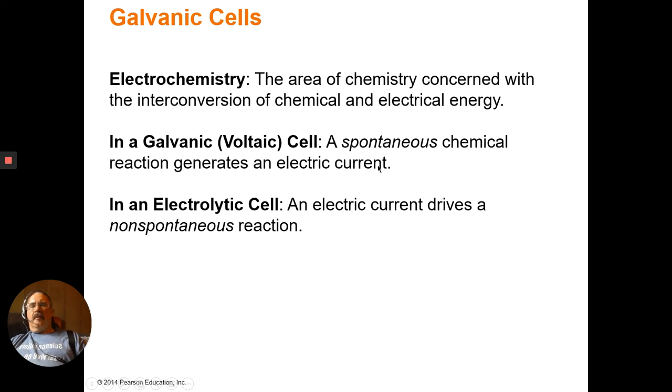We're going to begin another lesson on electrochemistry this time. Electrochemistry is the area of chemistry concerned with the interconversion of chemical and electrical energy. In a galvanic, also called a voltaic cell, a spontaneous chemical reaction generates an electric current. In an electrolytic cell, we have the opposite situation. We generate an electric current using some other means, and that's used to drive a non-spontaneous reaction.